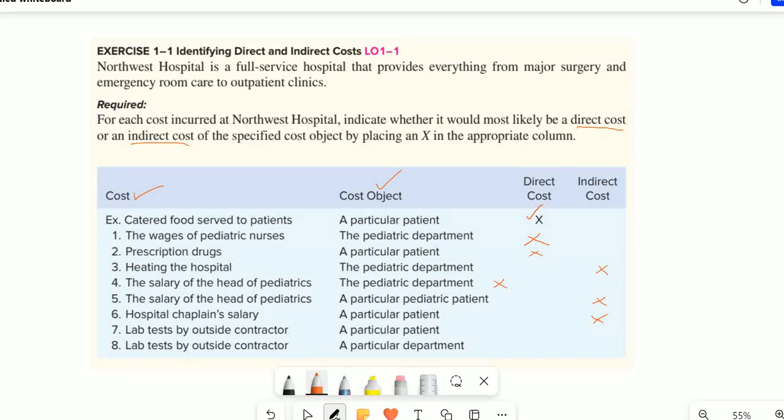And the final statement, lab test by the outside contractor, a particular department, it will also be a direct cost. So these last two will be the direct cost.